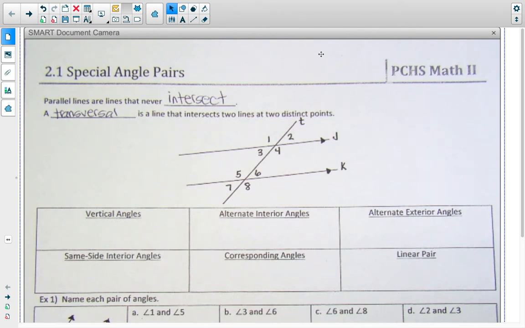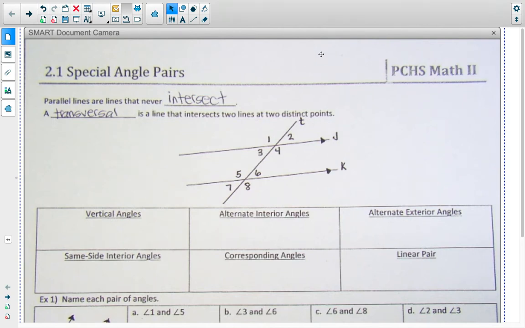Today we're going to take a look at special angle pairs. We are finished with Unit 1. Unit 1 had the transformations, midpoint formula, and distance formula. We're going to pause on those topics right now, but don't forget them because they'll come up as the semester goes on. And of course, way down the line, we'll have an exam at the end of the semester.